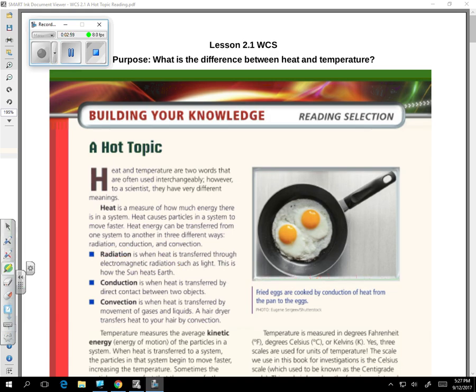A second way that heat moves is through conduction, which is when heat is transferred by direct contact between two objects. If you notice, we have another bold word, so we need to circle it and underline. And in the margin, I need you to write, heat is moved from one object to another when they touch.